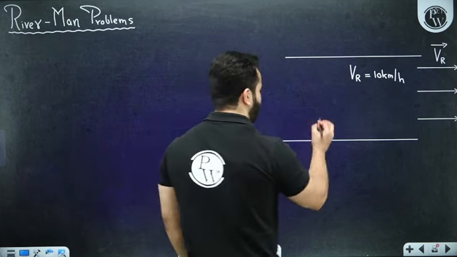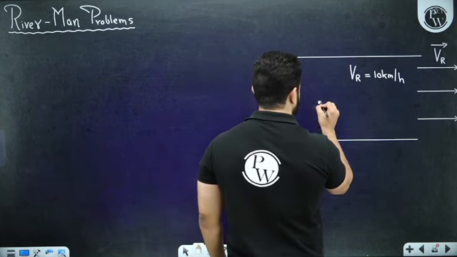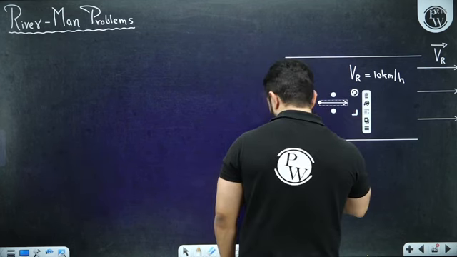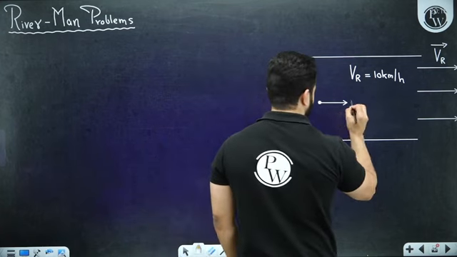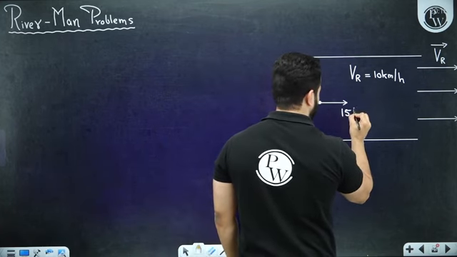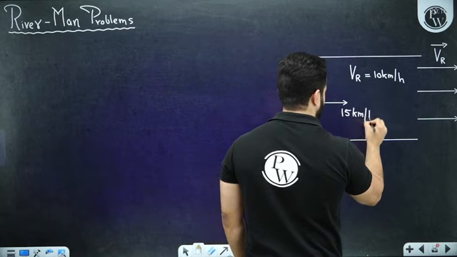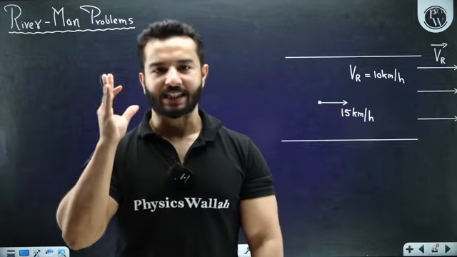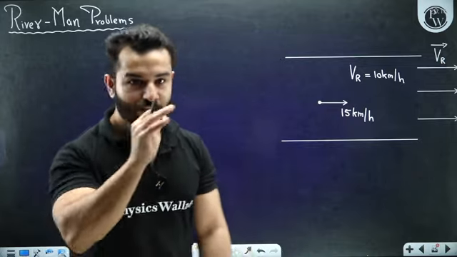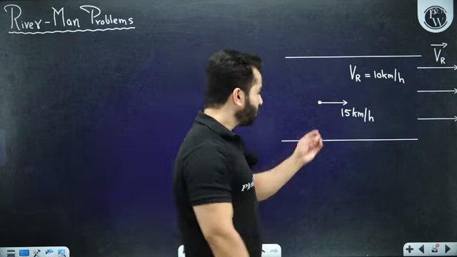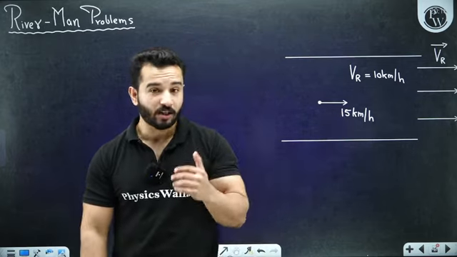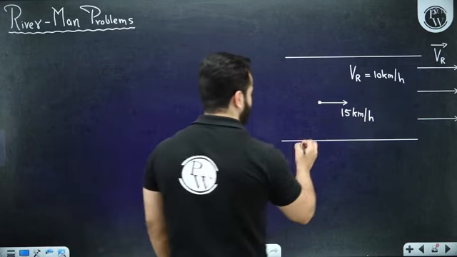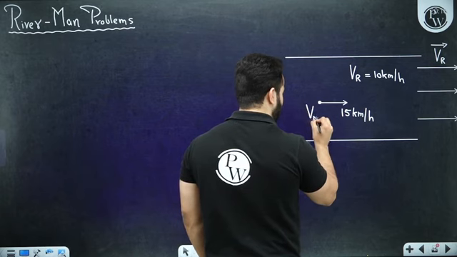Now we have got a man who thinks he can swim with 15 kilometer per hour of speed. That is his maximum capacity, 15 kilometer per hour. Please try to understand. This is 15 kilometer per hour. That's what he thinks, right? So this is going to be the velocity of man with respect to the river.